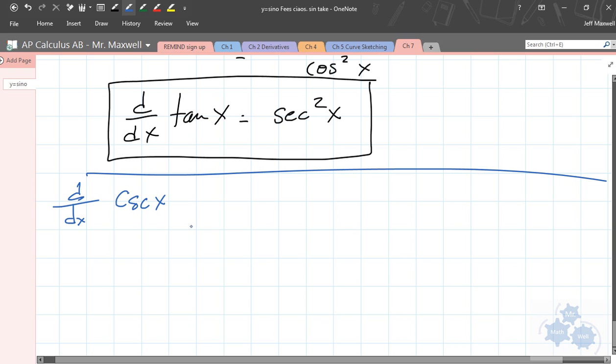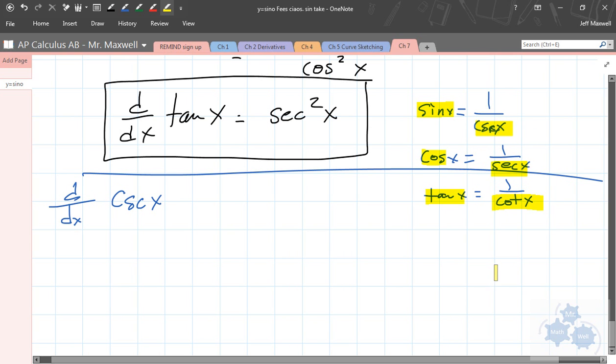Now, hopefully you remember your reciprocal identities. Sine x is 1 over cosecant x. Cos x is 1 over secant x. And tan x is 1 over cotan x. So the reciprocal identities here: sine with cosecant, cosine with secant, and tan with cotan. Sorry if I went too fast there.